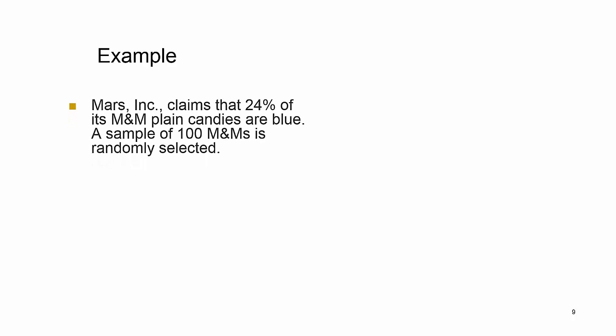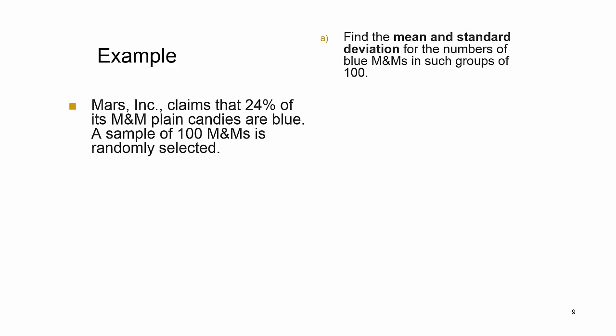Mars Incorporated claims that 24% of its M&M plain candies are blue. A sample of 100 M&Ms is randomly selected. Let's find the mean and standard deviation for the numbers of blue M&Ms in such groups of 100. So the mean is n times p. So we have 100 M&Ms. Probability of successfully getting blue is 24%, so p is 0.24. So the mean is 24 blue M&Ms on average.